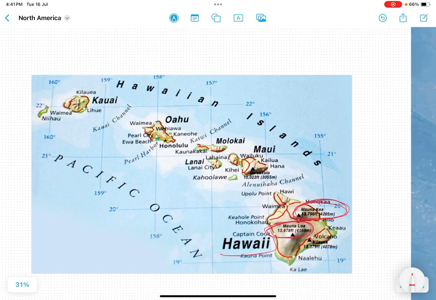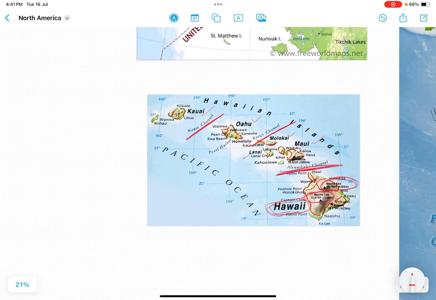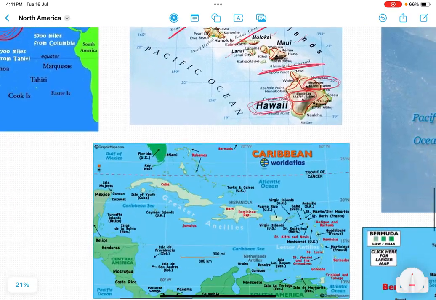Both of the mountains are on the main Hawaii Island. Then you can see some other small islands: Kauai, Oahu, Lanai, Molokai, and Maui, and some of the channels that connect them. You can see and mark them by yourselves. Right? So let's move to the next.